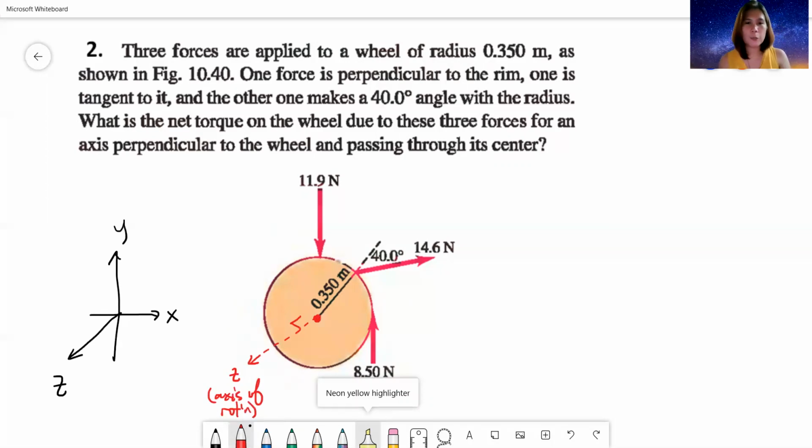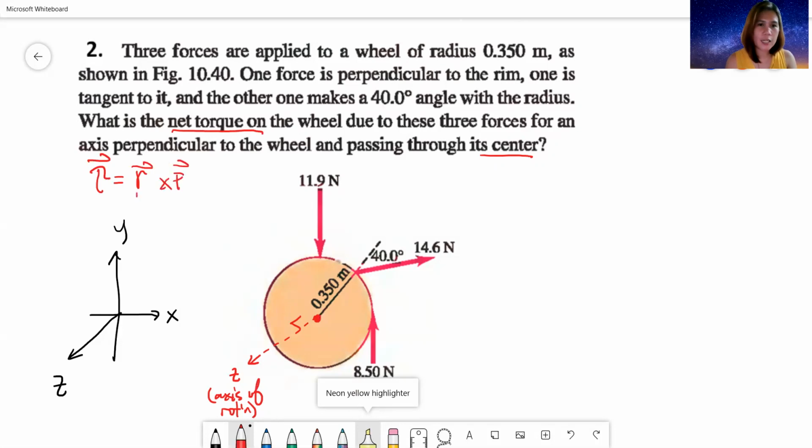So we have to determine where the axis of rotation is because we are asked to solve for the total torque due to these three forces at, asan yung sabi niya? Net torque on the wheel for an axis perpendicular to the wheel and passing through its center. Because if the point of reference were another point on the wheel, then the total torque will be different. Okay? Why? Because again, torque is given by R cross F.